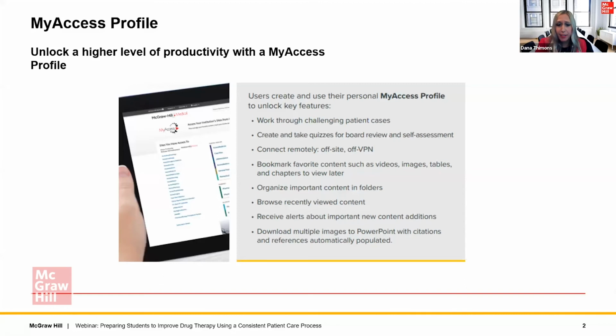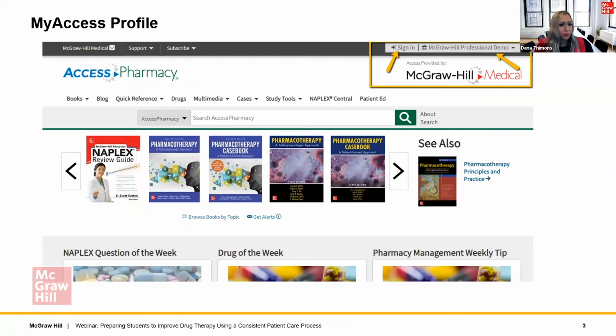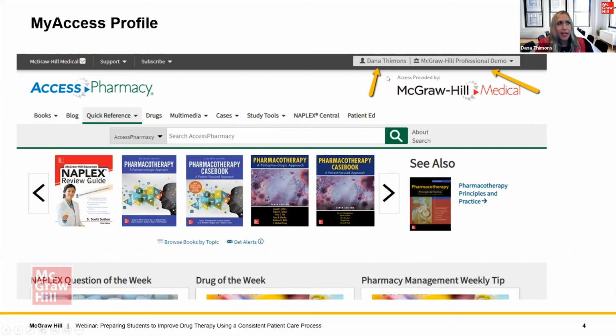to create one. And to do that, when you're connected to your institutional subscription, you would just click on sign in, and then you would just fill out the information. And then once you're signed in, you'll see your name, like you see my name here, next to your institutional subscription.